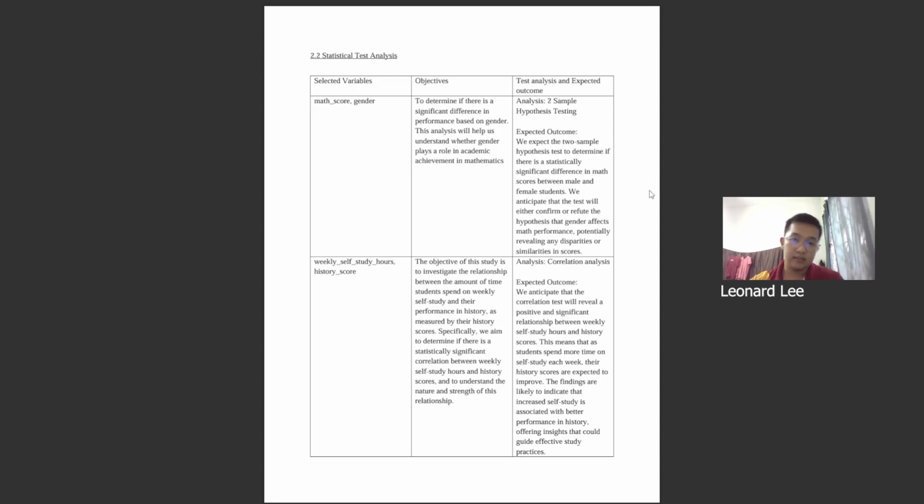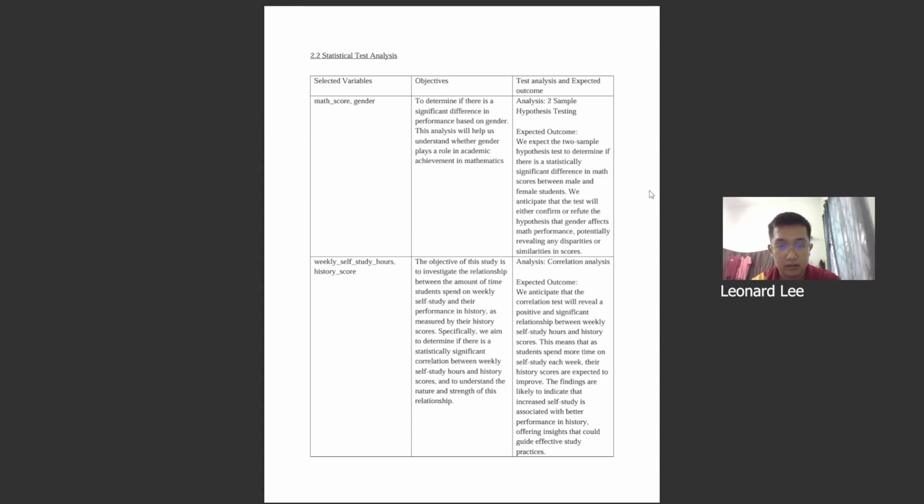For the statistical test analysis, for the two sample hypothesis testing, the selected variables were math score and gender. So the objective is to determine if there is a significant difference in performance based on gender. This analysis will help us understand whether gender plays a role in academic achievement in mathematics.